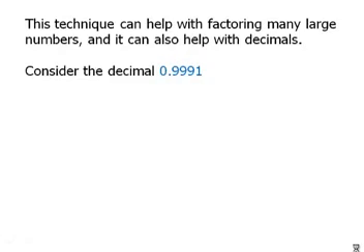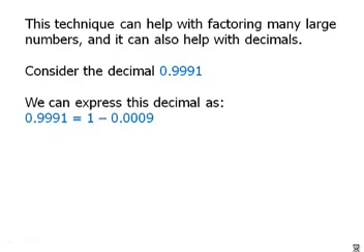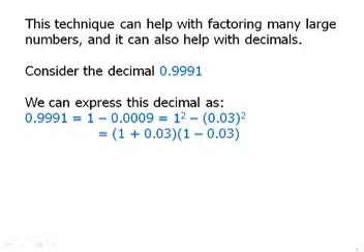Decimals. Let's think about this. Consider this decimal. Suppose for some reason we needed to find two numbers that we could multiply together to get that decimal. Well, doesn't sound like a very fun thing to do, but notice 0.9991 is 1 minus 0.0009. And that's a difference of squares because 0.0009 is 0.03 squared. So we can write this as a difference of squares, use the pattern 1 plus 0.03 times 1 minus 0.03. This gives us 1.03 times 0.97.